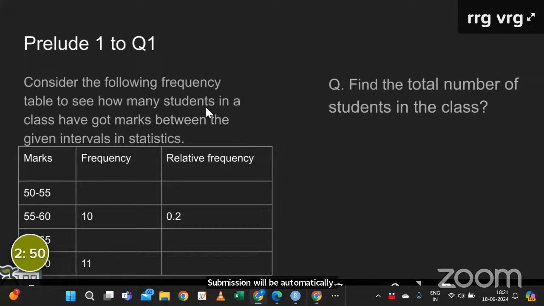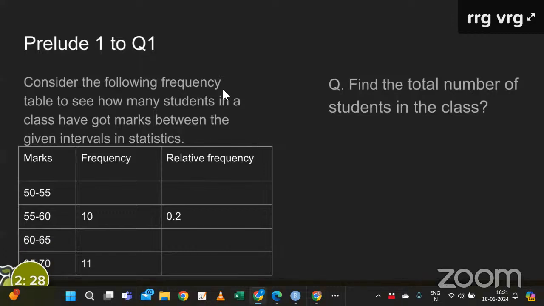Sir, I have a doubt, a conceptual doubt. In the recorded lecture, we learned about the frequency and relative frequency table, where the marks are in ranges. Will it affect the frequency and relative frequency values? Here, it means for the interval 55 to 60, there are 10 students. That's all. There are 10 students who got marks in this interval. That is the meaning.